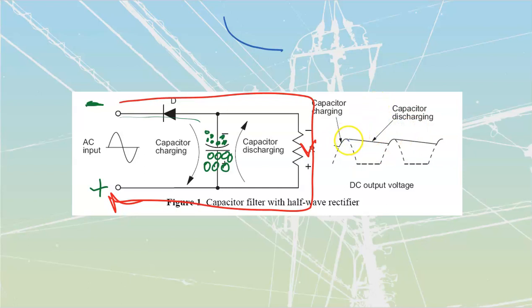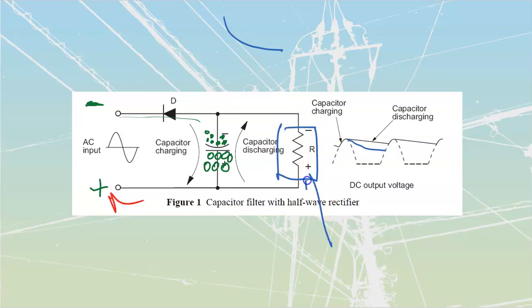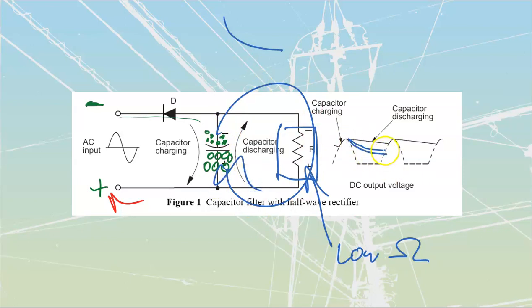These are going to be affected by the load resistance. If I've got a very low value of resistance, so just write that in over there, low ohms, that low amount of ohms means that I'm going to be really quickly able to discharge that cap through here, which means that my voltage is going to sag down fairly significantly. It would look like that.